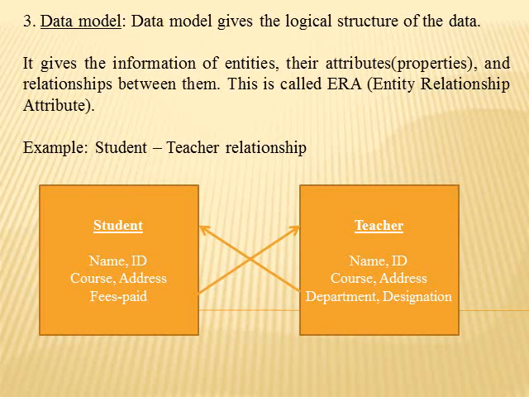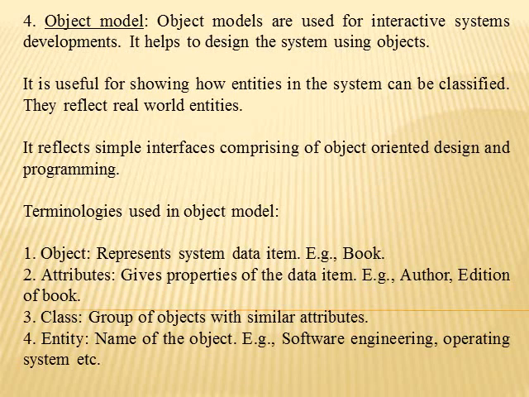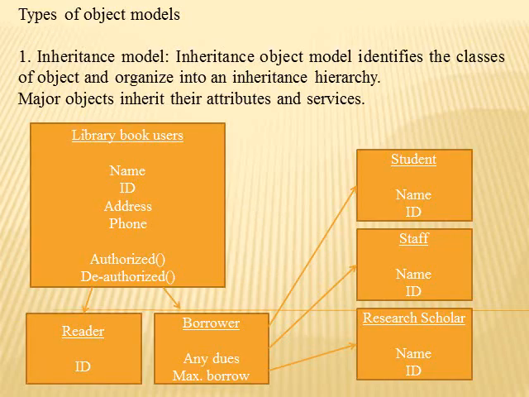Now what is the data model? In the data model, we talk about objects, attributes and functions, all of that comes up here. If student and teacher are the objects, then these are going to be the attributes. And the object model, we know very well, an object is a real world entity, it can be anything. Attributes, you know, are data, and a class is a template of similar attributes. Entity is the name of the object, for example software engineering, operating system.